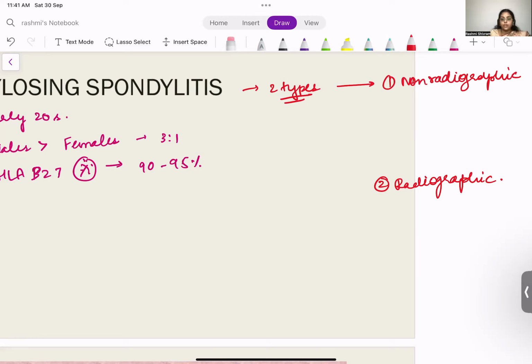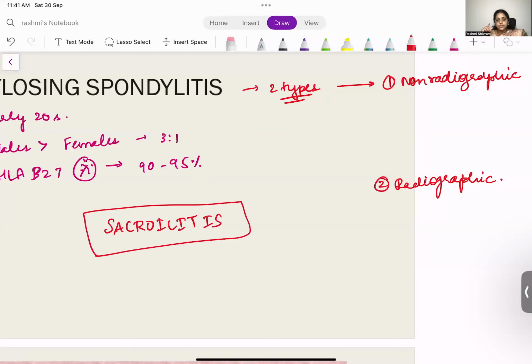The most important hallmark is you will have sacroiliitis. You know the sacroiliac joint, right? In that there will be inflammation. So the hallmark of this ankylosing spondylitis is sacroiliitis. Definitely the patient with ankylosing spondylitis should have sacroiliitis. Then only you can call the patient as ankylosing spondylitis, which will almost be the initial stages only. Then the entire spine will get involved, right? So the first step will be sacroiliitis. This is very, very important.